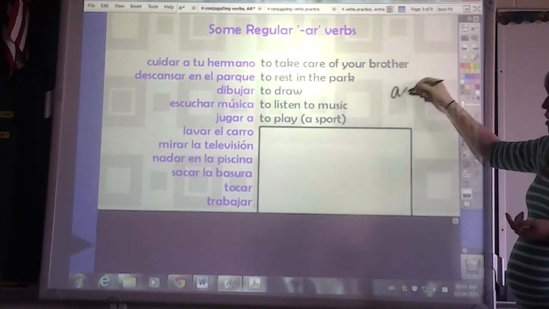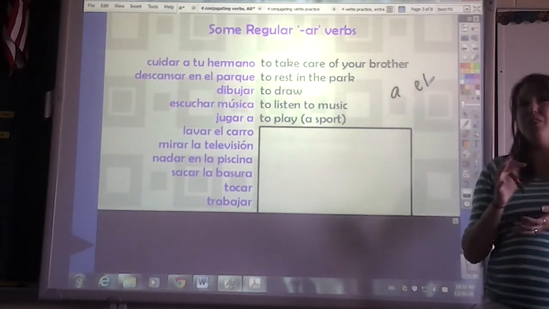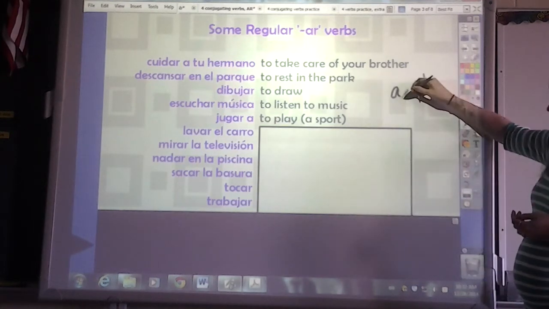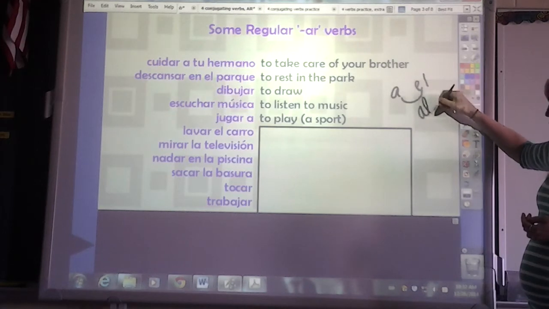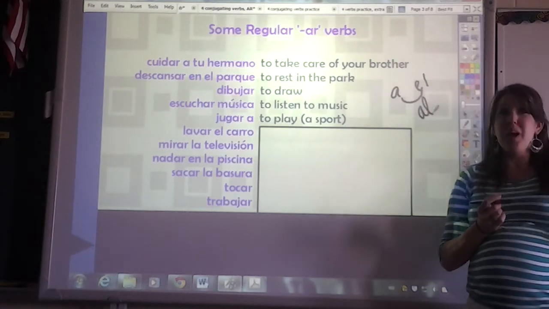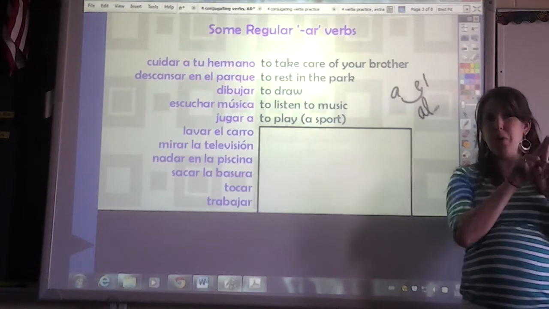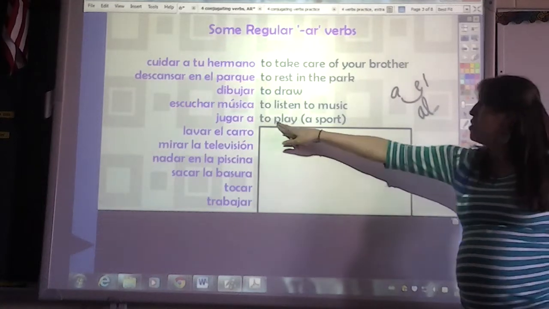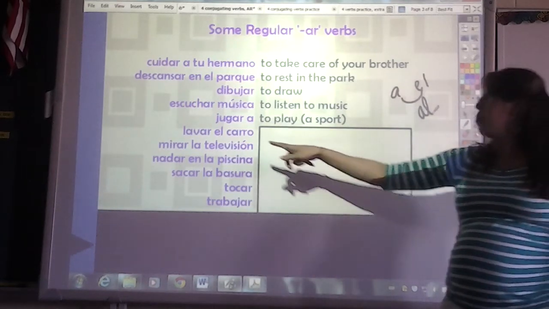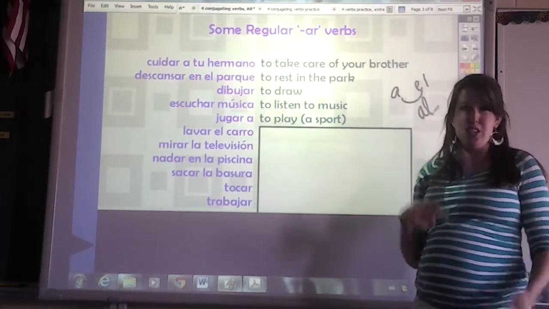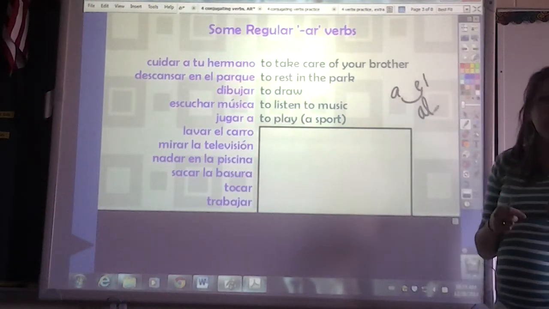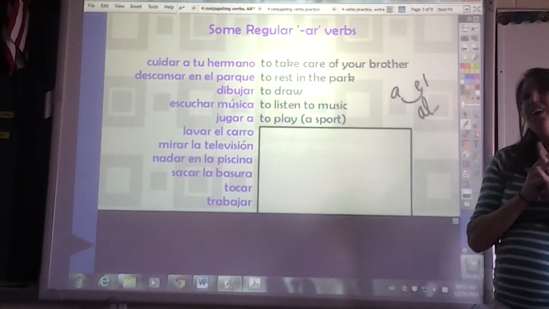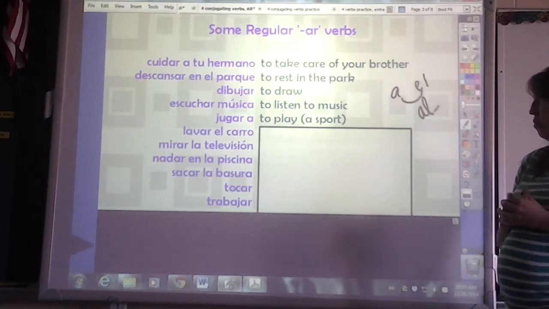If we have a and el next to each other, it's kind of like if we have de and el next to each other. They squish together and they form al. Just like we had de and el squish together and form del. A and el squish together and form al. So if we had to play tennis, it would be jugar al tenis. To play basketball, jugar a el baloncesto, but we combine a and el, and we get al baloncesto.